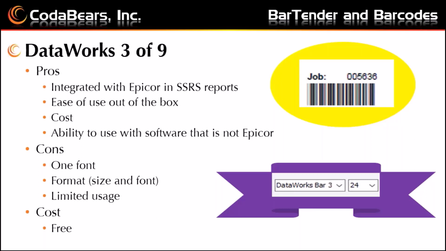Here, for example, I show a short job number, but instead you should test scanning a 14-character job number with dashes and any other special characters you may use. And you'll see in SSRS, the DataWorks bar 39 is usually a 24-point size in the standard reports, also for Epicor.